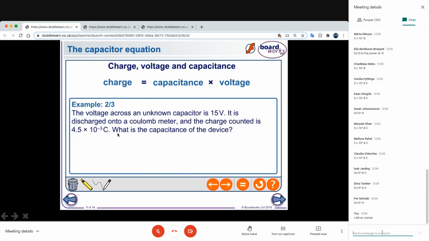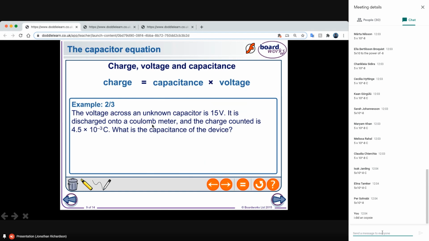So second one, this time, calculate the capacitance. The voltage across an unknown capacitor is 15 volts. It's discharged onto a Coulomb meter and the charge is 4.5 times 10 to the -3. What is the capacitance of this device? So capacitance is now charge divided by voltage. Let's see if we can calculate this one.